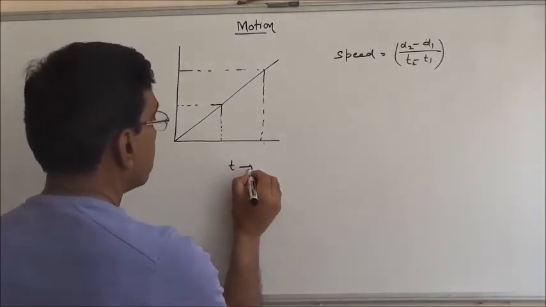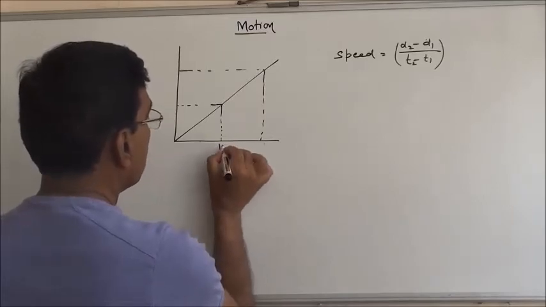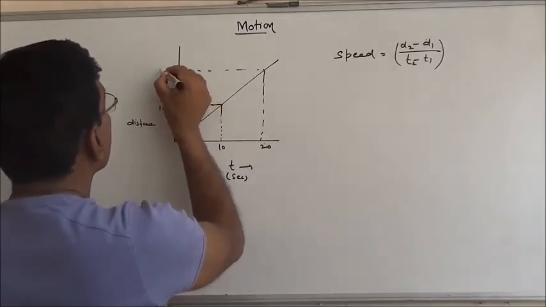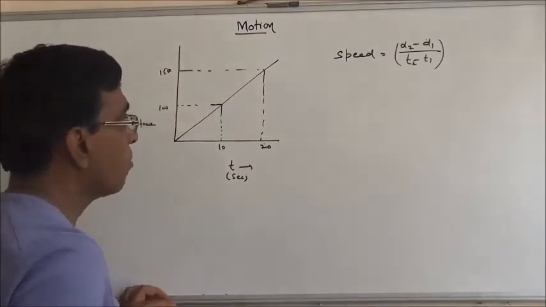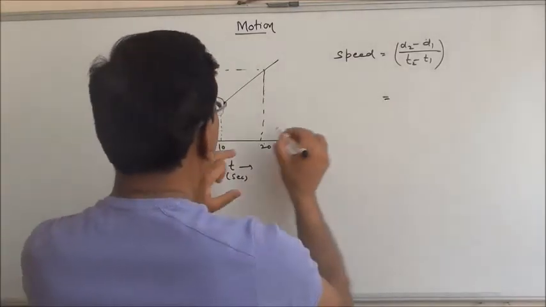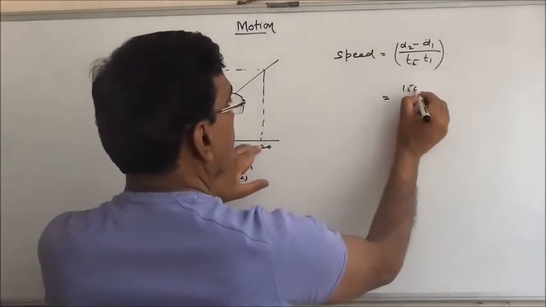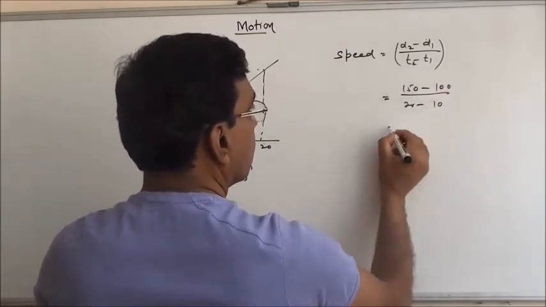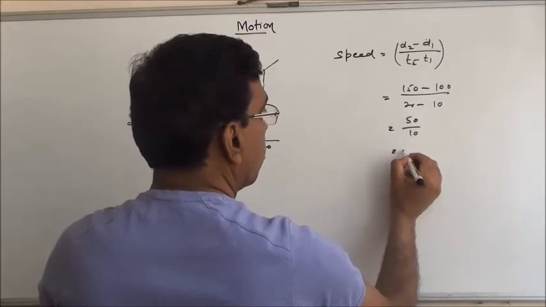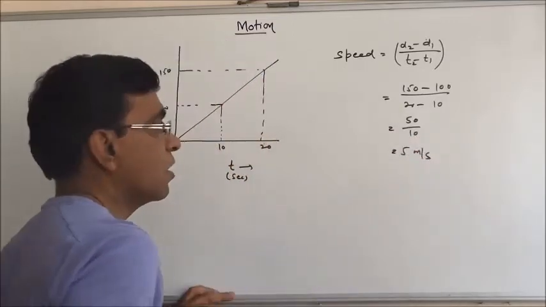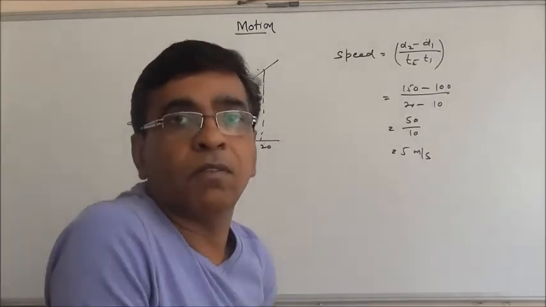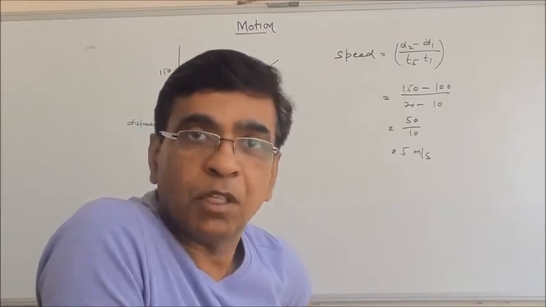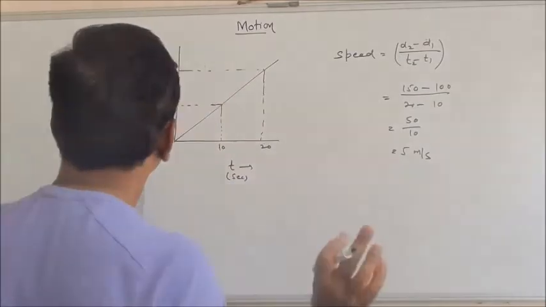This is time. Let us take it in seconds. So 10 seconds, 20 seconds, and say the distance is 100 meters and 150 meters, and I ask you to find out the speed. How will it be? At 20, it is 150, minus at 10, it is 100, upon 20 minus 10, so it is 50 by 10, or 5 meters per second. This is the speed. So using a graph between distance and time, we can find out the speed of the body.